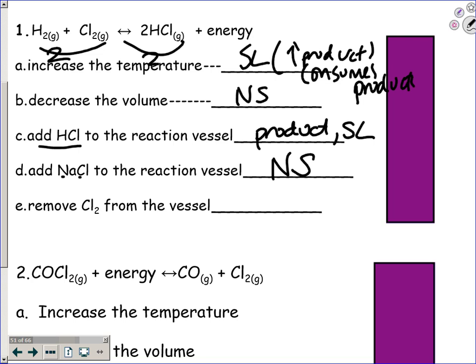And removing chlorine gas, because I have now decreased my reactant. No more reactant. I need to make more reactant, so I'm going to make it by shifting to the left.